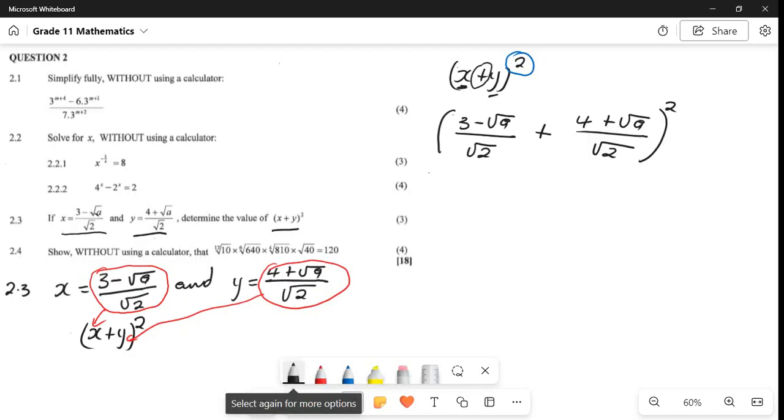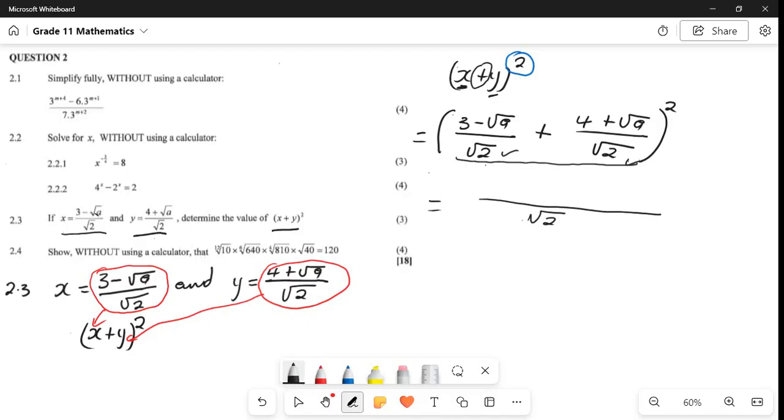When we are adding like this, let us start by dealing with what is inside the brackets before we deal with what is outside, because what is inside seems to be more complex. Now let us go on to say what is the lowest common denominator. Since they are all the same, we just use square root of 2.